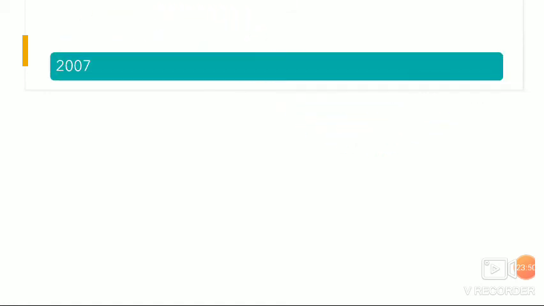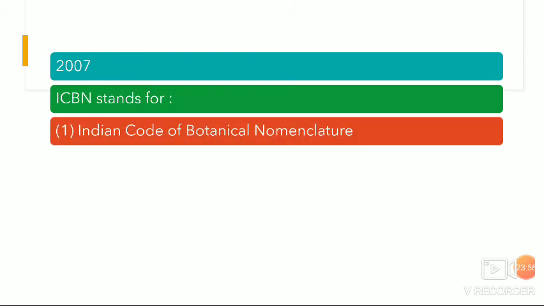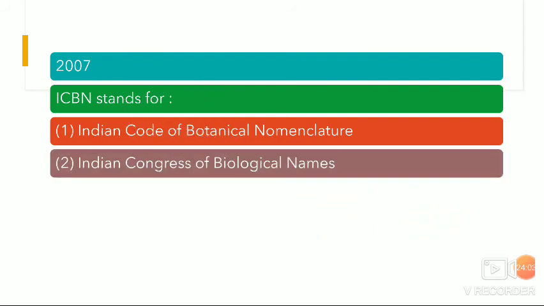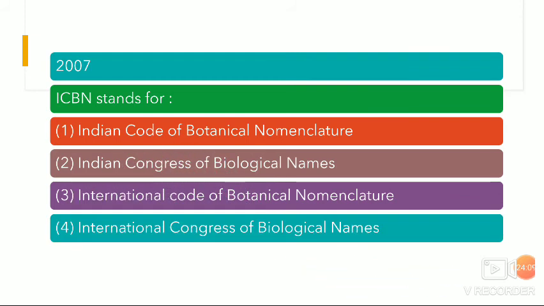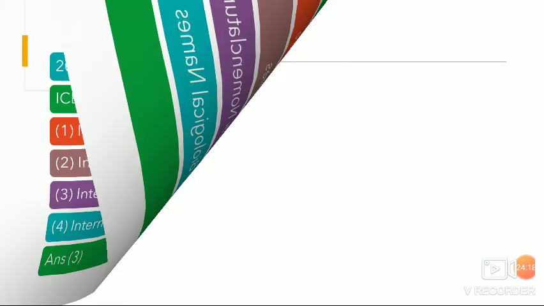So next from 2007 also, ICBN stands for, I have told earlier this. What is the right full form of this term? Indian Code of Botanical Nomenclature? No. Indian Congress of Biological Names? International Code of Botanical Nomenclature? International Congress of Biological Names. The right one is International Code of Botanical Nomenclature. Third one is right.